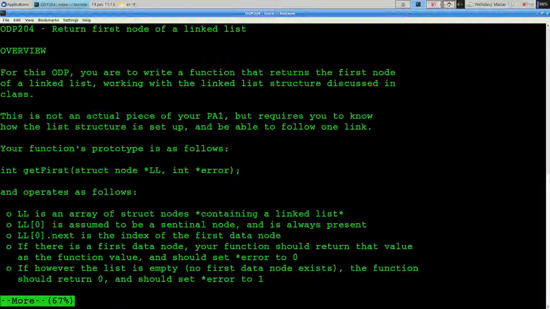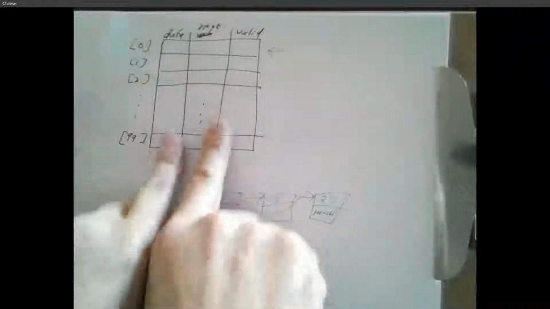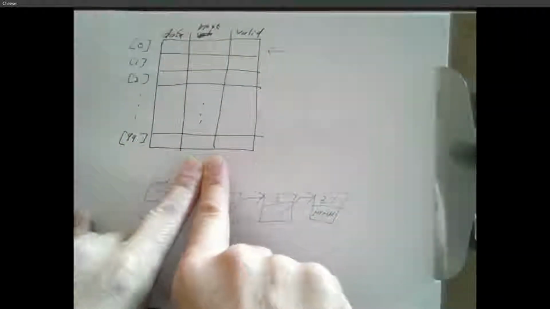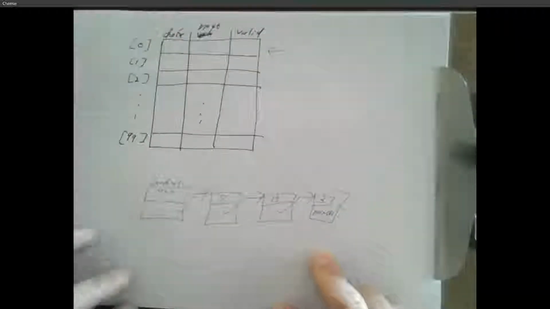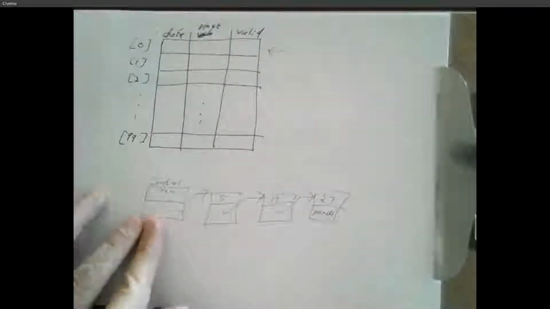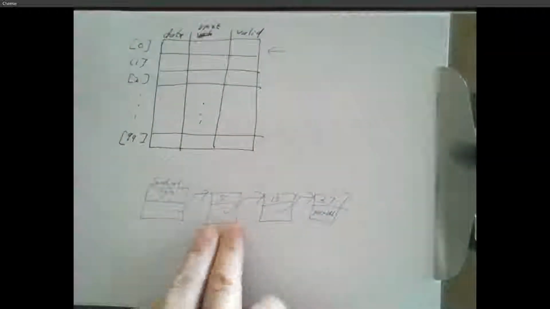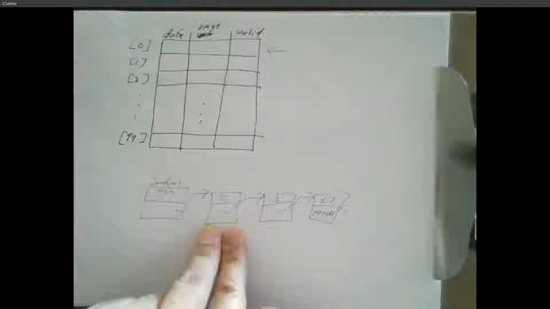All right, let's do a quick run through. Let me just show you some code for ODP 204. So 204 was not actually part of PA1, but it's working with this array, right? This array of struct nodes. It's working with this as if it actually stored a linked list. So ODP 204 was basically saying, okay, here's my array. Show me what the first data node's value is.